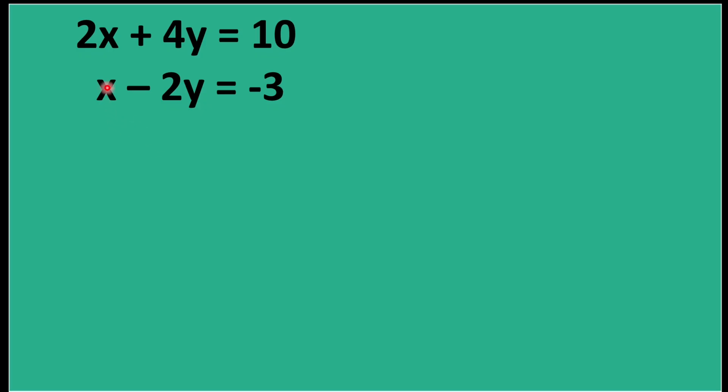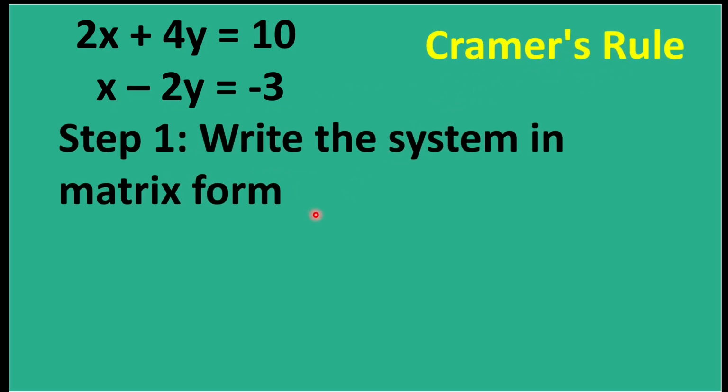Today we have these linear equations and we have to solve them for the value of x and y. Earlier we solved this system by two methods, that is the elimination method and the substitution method. Today we will solve it by Cramer's rule. So let's start the solution of this question.